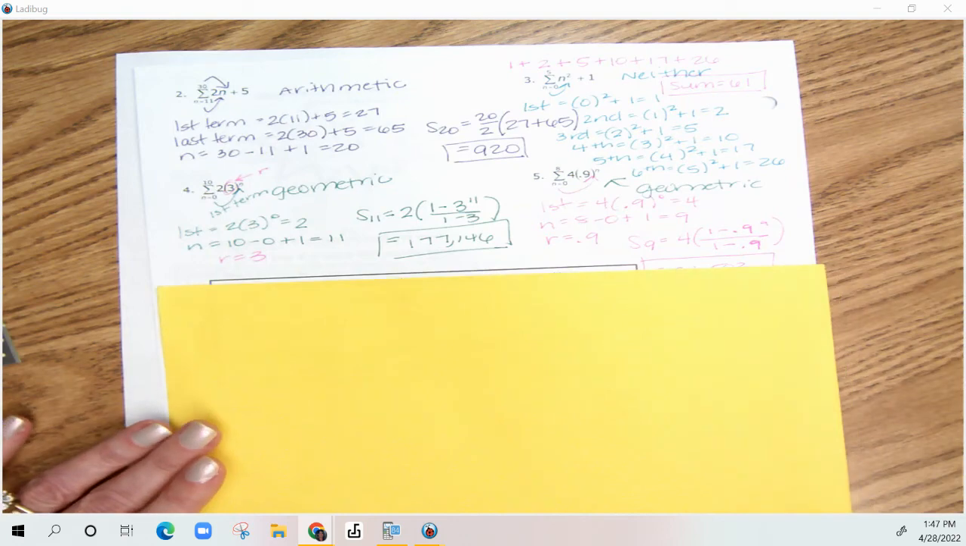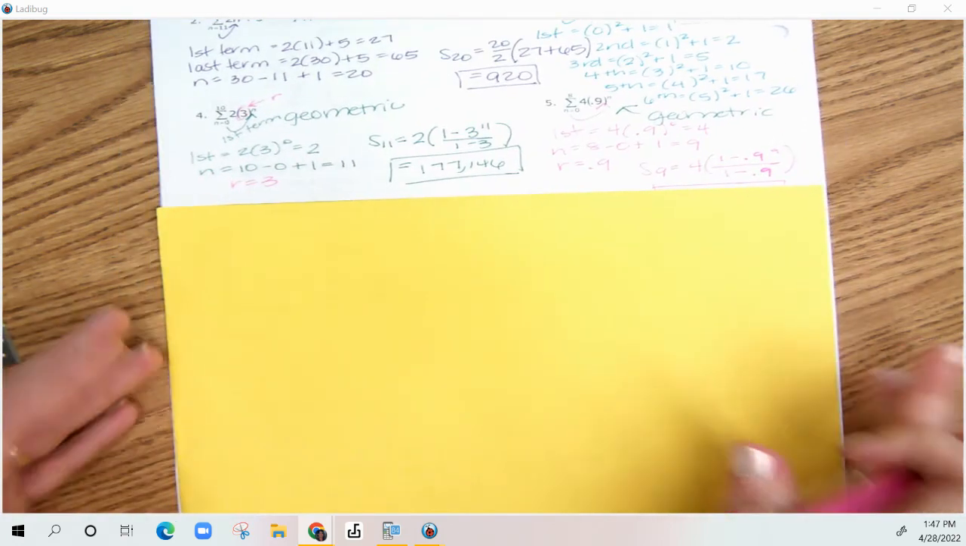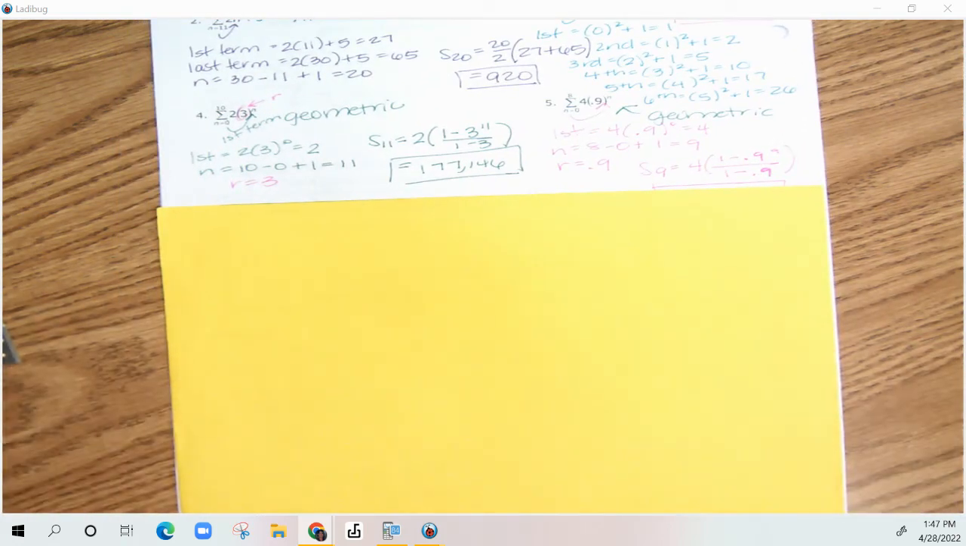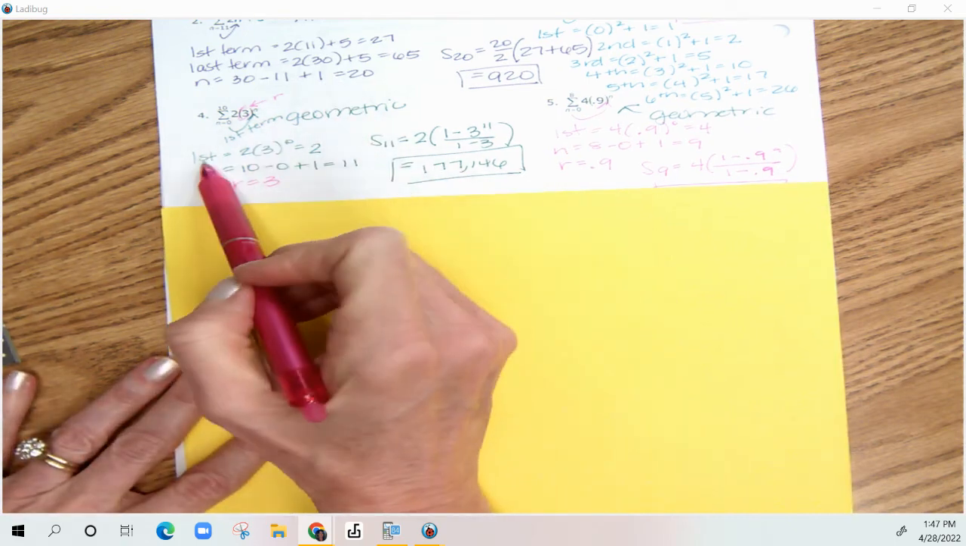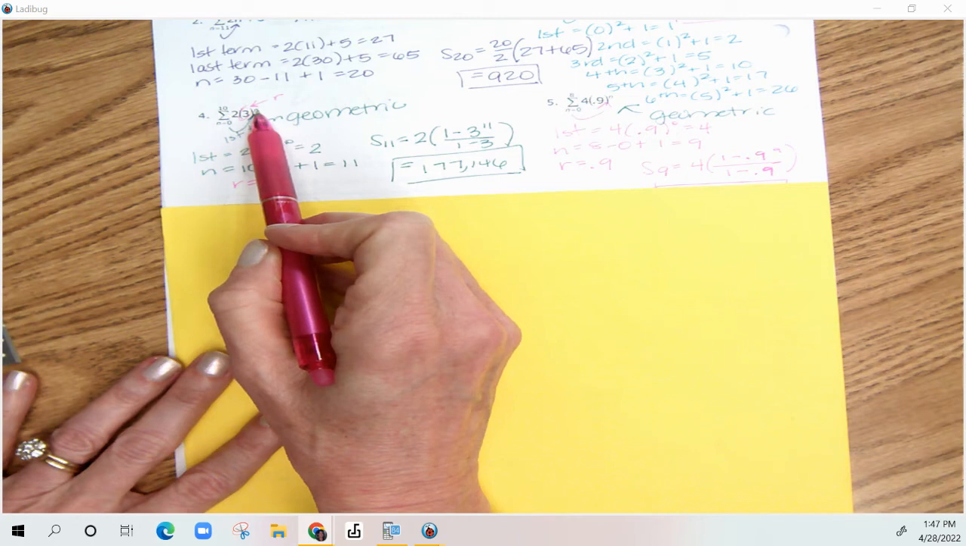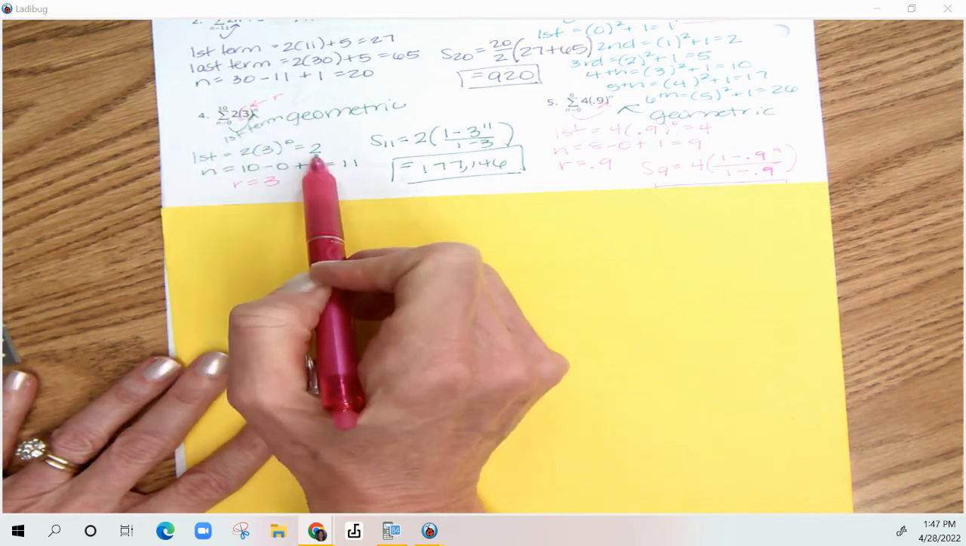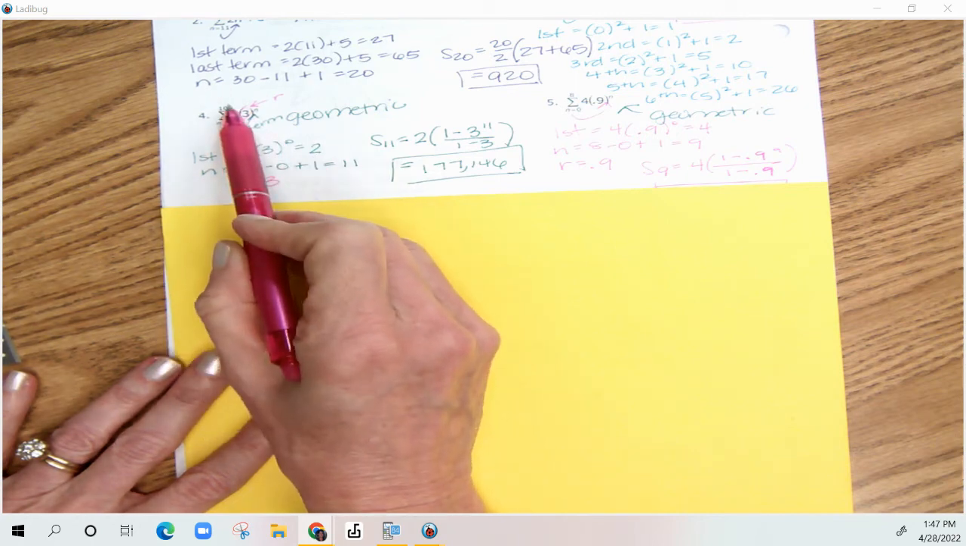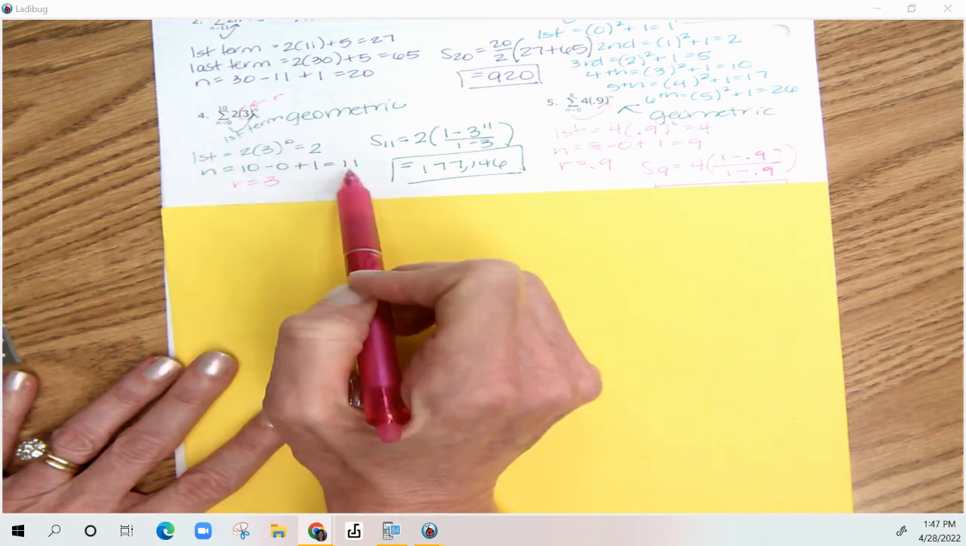Number 4 is geometric, so for that formula, I need a sub 1, I need r, and I need n. So the first term you get by plugging in the bottom number. Anything to the 0 power is 1, so the first term is 2. N is top number minus the bottom number plus 1, so 11.